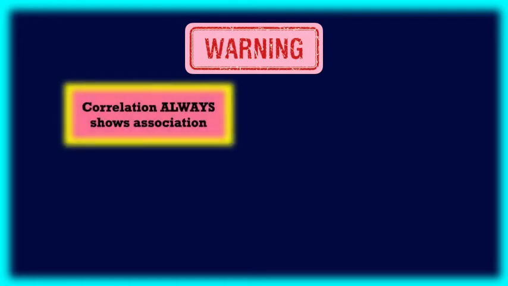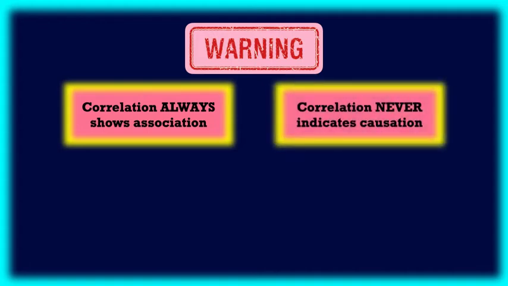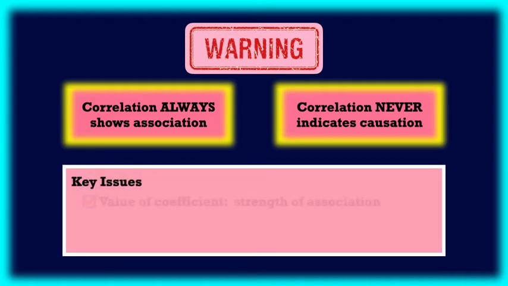Now, a word of warning. Interpreting it is the biggest problem in statistics. Correlation always shows association. It doesn't indicate causation. In other words, getting a high mark in test 1 isn't the cause of getting a high mark in test 2. Correlation doesn't tell you that. It might be, it might not be. It can't tell you that. It merely tells you that there's a tendency for those who do well in one to do well in the other, if it's a positive correlation.